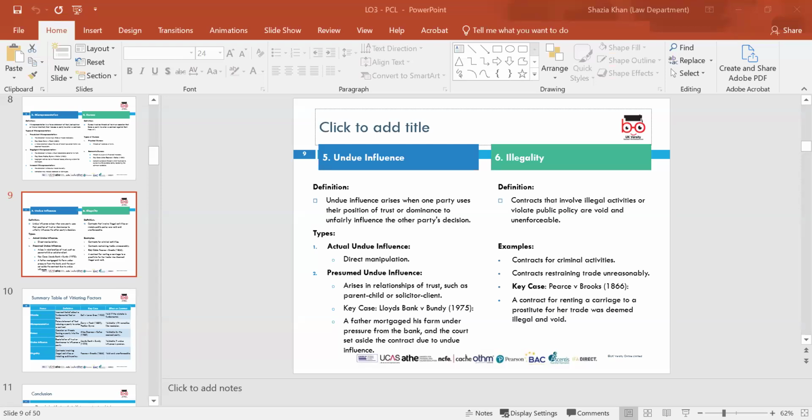The next one is presumed undue influence, and this is where a relationship of trust and confidence exists between parties, and the person in the dominant position takes advantage of the other's vulnerability or dependence. A presumption of undue influence will arise. Relationships where trust and confidence arises include things like a parent and a child, maybe a doctor and a patient, or a solicitor and a client.